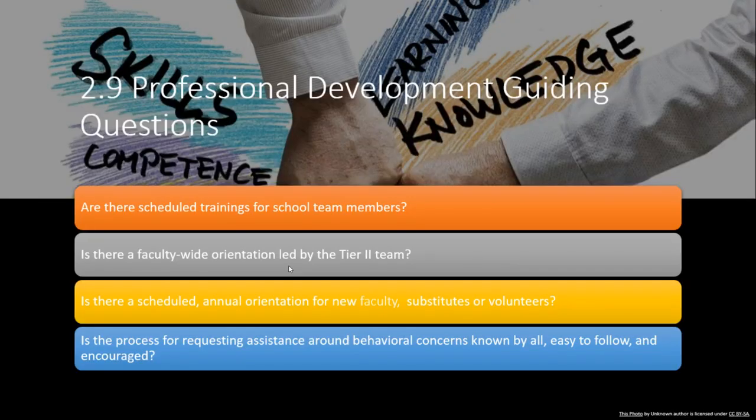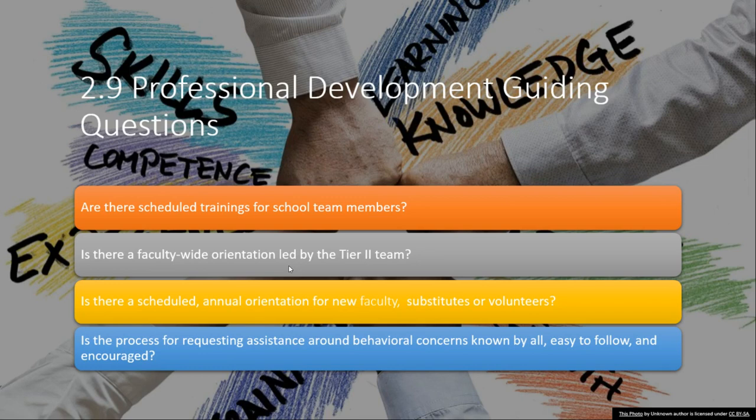So some guiding questions are: Are there scheduled trainings for school team members? Is there a faculty-wide orientation led by the tier 2 team to let the staff understand and know the tier 2 interventions that are available, and how students are identified, how students are monitored, and how students are graduated from those interventions? Is there a scheduled annual orientation for new faculty, substitutes, or volunteers? Is the process for requesting assistance around behavioral concerns known by all, easy to follow, and encouraged?